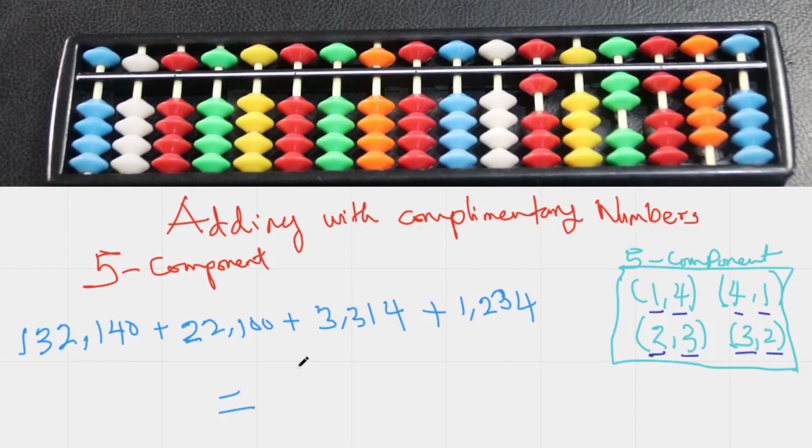I will add 5. Again, I want to add 2 here. I have 2. Go ahead. I want to add 1 here. I have 1. Go ahead. 0, 0. I don't have to add anything.